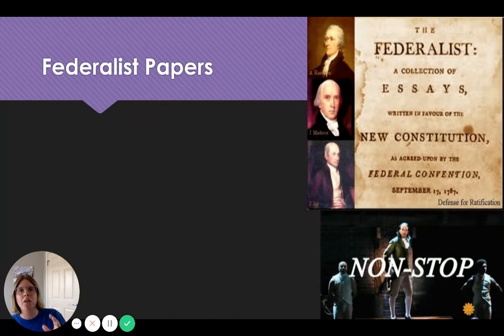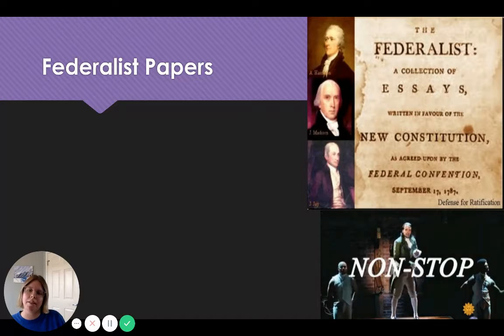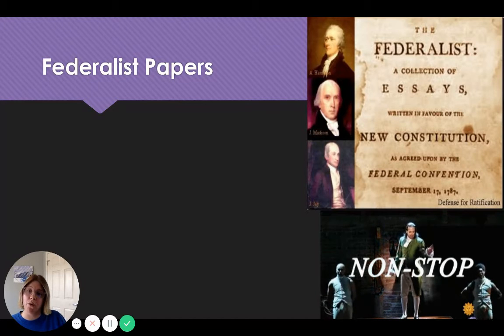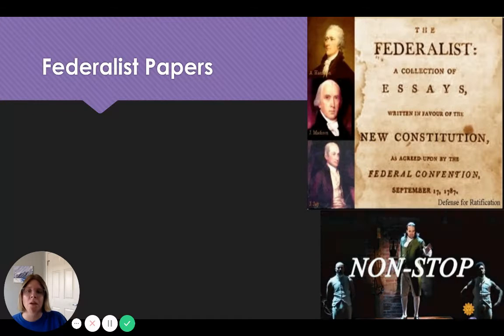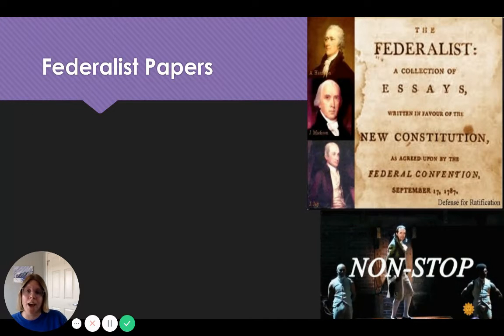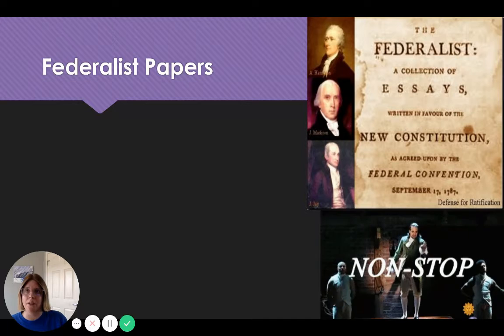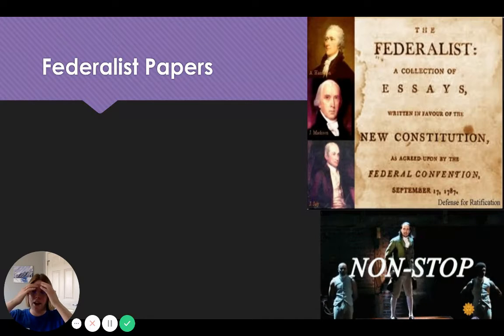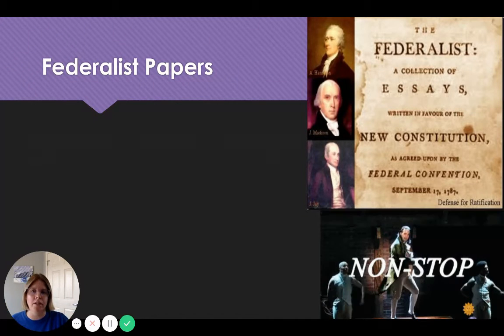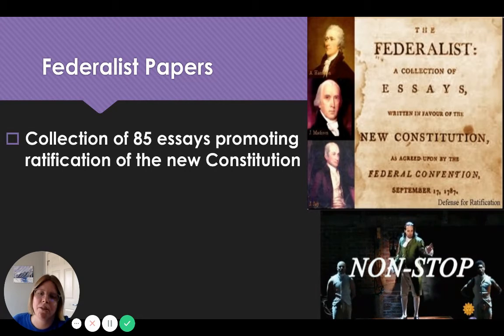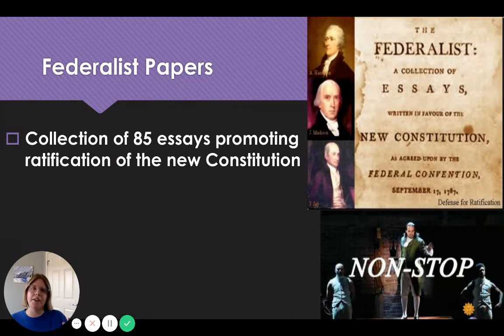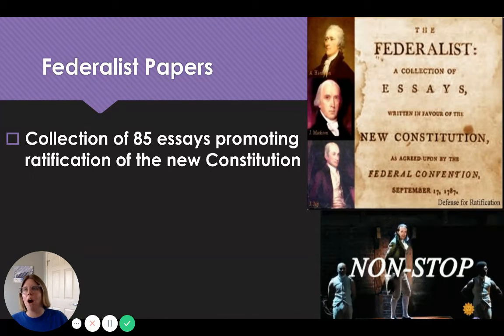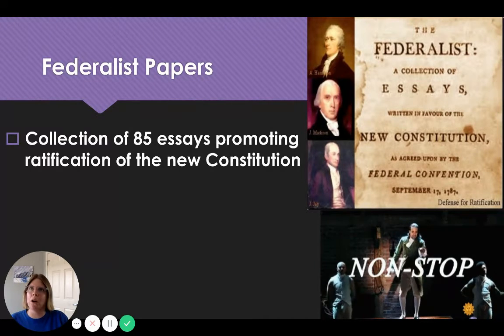They wrote the Constitution, but then they had to take it back to the states to get their approval. So the states would go, okay, we like this and we want this to be our form of government. But the Federalists knew that they didn't just want to leave it up to the states and not have any arguments or feelings about this. So they wrote these essays, these papers, and these papers defended the document and explained why it was going to work.